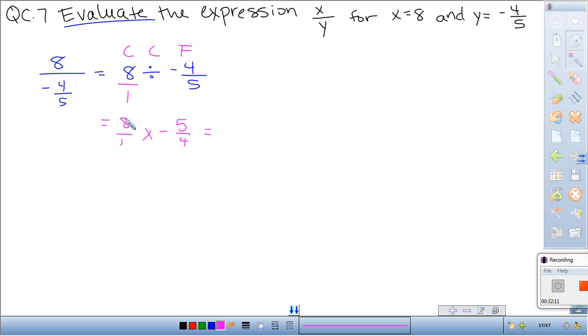And then we just multiply across. Positive times a negative is a negative. 8 times 5 is 40. And 1 times 4 is 4. And again, we can simplify. Our answer is still going to be negative. 40 divided by 4 is 10, so -10.